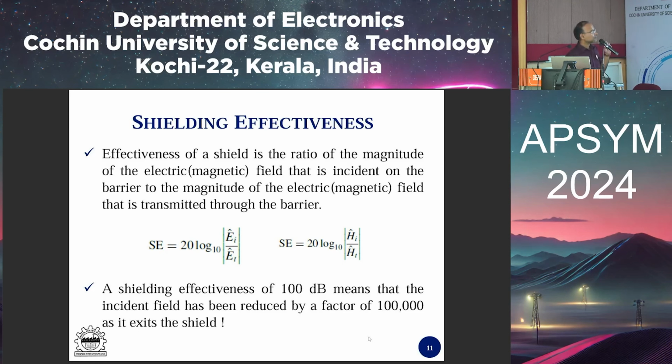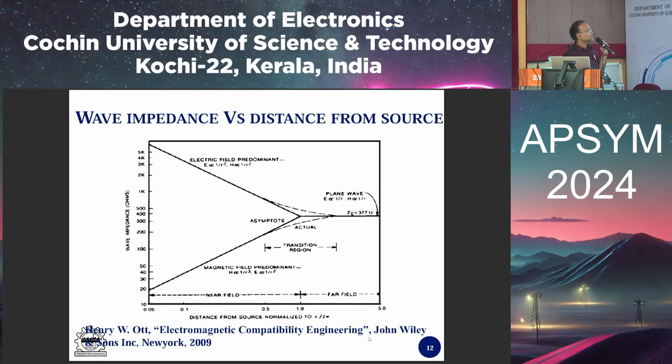For example, our stainless steel tiffin box, which we use regularly, will provide some 50 to 60 dB of attenuation, that is shielding. If I have proper shielding, anechoic chambers will provide 80 to 90 dB of attenuation. If I say it is 100 dB of attenuation, only 1 part in 1 lakh of the electromagnetic field is allowed. So that is the impact of electromagnetic shielding.